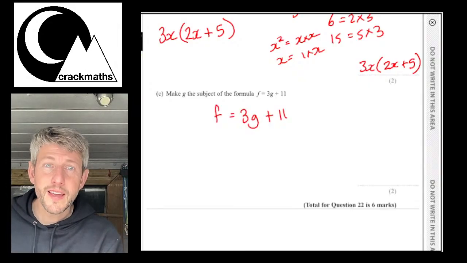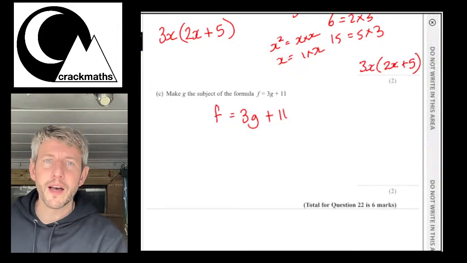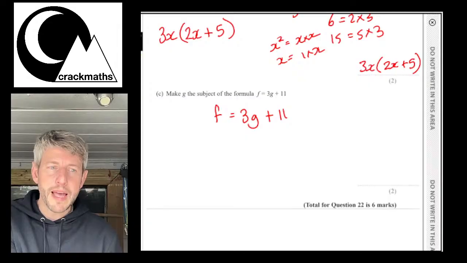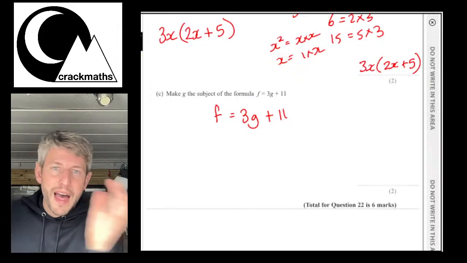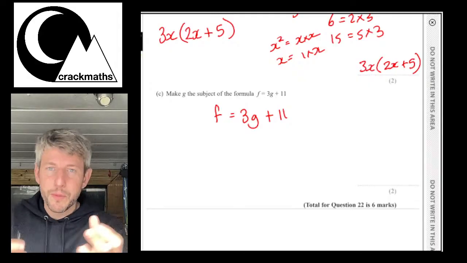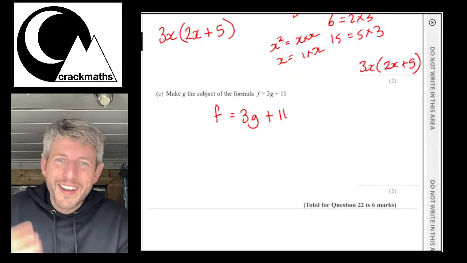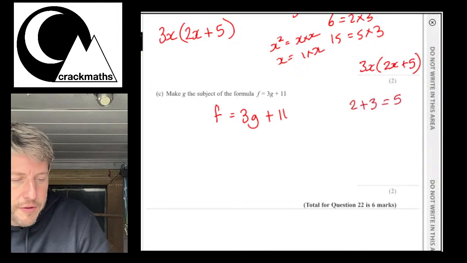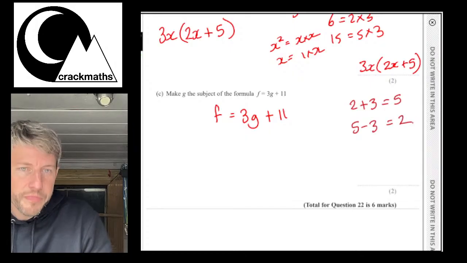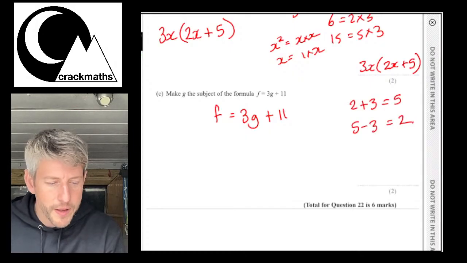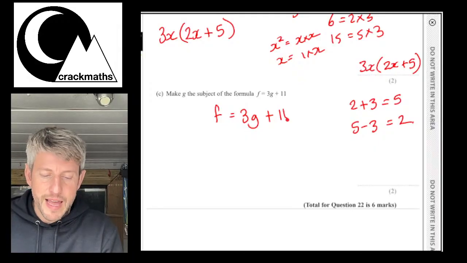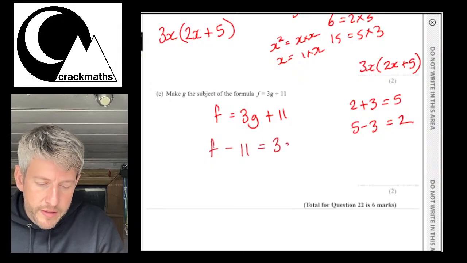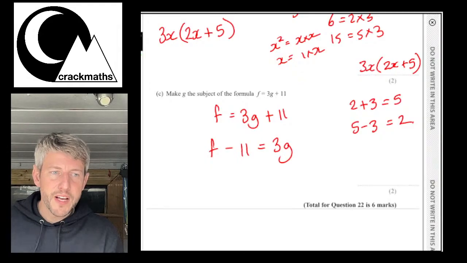Okay, now this is our rearrangement. Now we're kind of like we've been looking at before. So remember, if we combine two things together to make a third thing by adding them, that means that third thing, take away one of the other things, equals the other thing. It's a difficult thing to summarise. But remember, if we had 2 plus 3 equals 5, then 5 take away 3 equals 2. This is the same kind of situation. So if 3G plus 11 equals F, then F take away 11 will equal 3G.